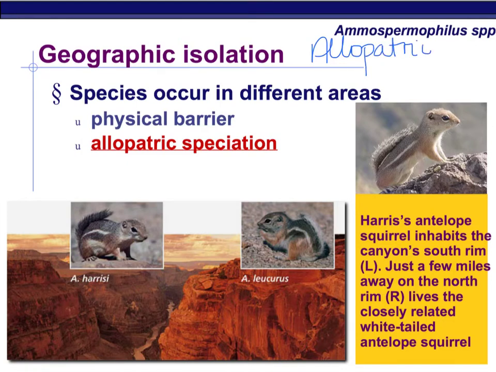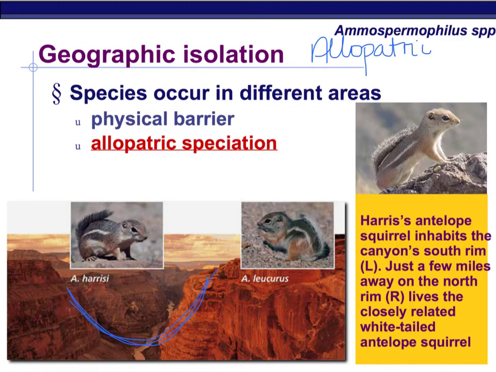And here's an example. This little guy is a squirrel. He's called a Harris antelope squirrel, and there are two species of them. They both are found in the Grand Canyon, but one's found on the left-hand side, or the northern rim, and the other one is found on the south rim. The barrier would be this huge canyon.